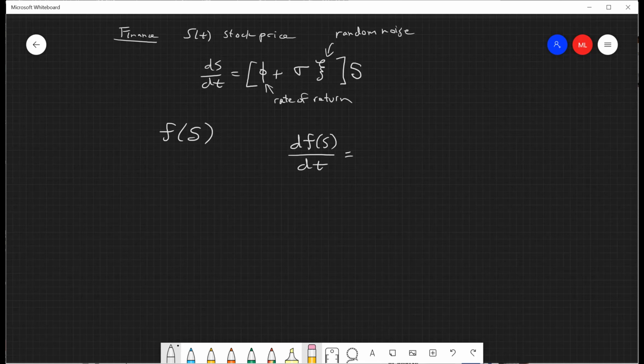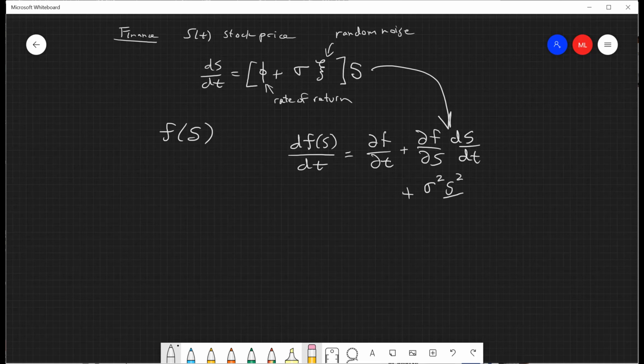You have to do a little more work, use something called the Ito calculus to figure out what it is. But roughly speaking, there's the usual chain rule. So it's this plus the explicit time dependence plus, the chain rule would tell us that it's df ds times ds dt, and we'll stick in the equation of motion for ds dt. But then there's an extra term, which comes from the noise.